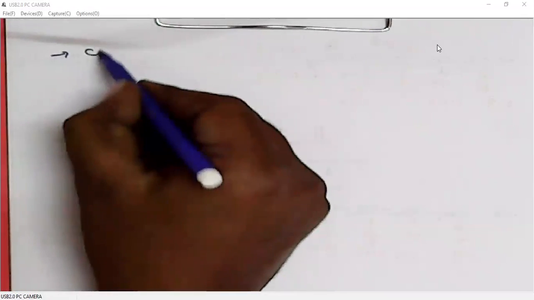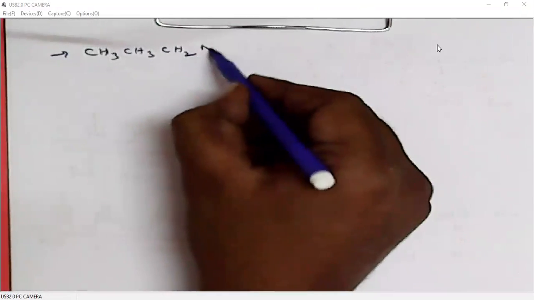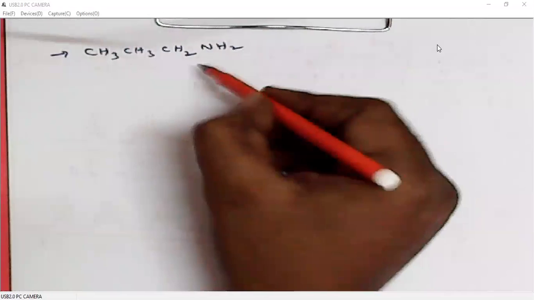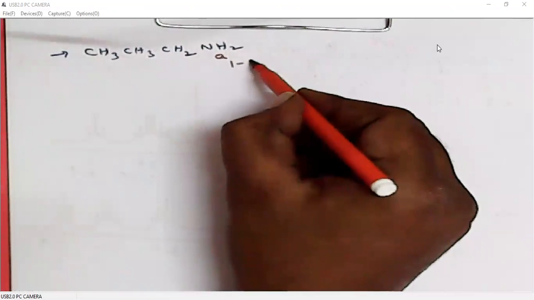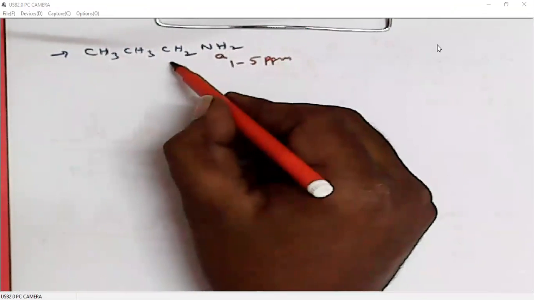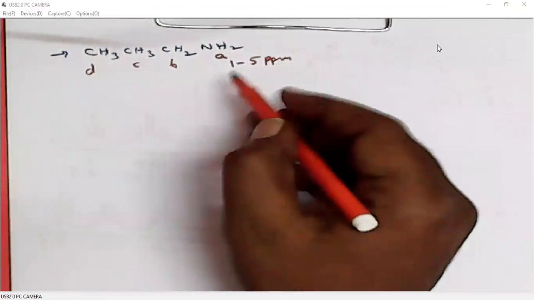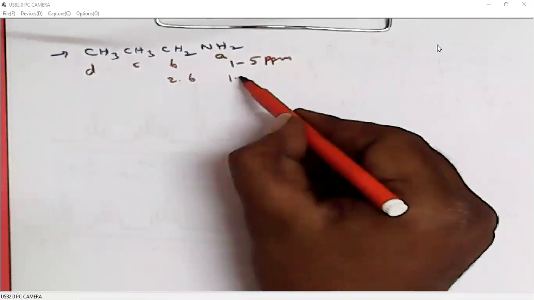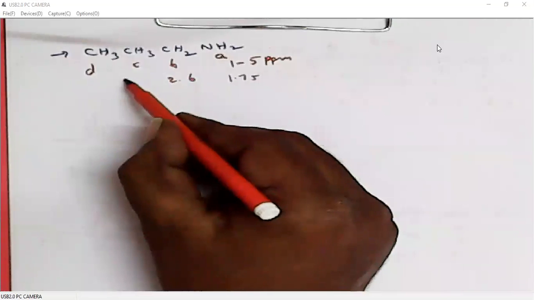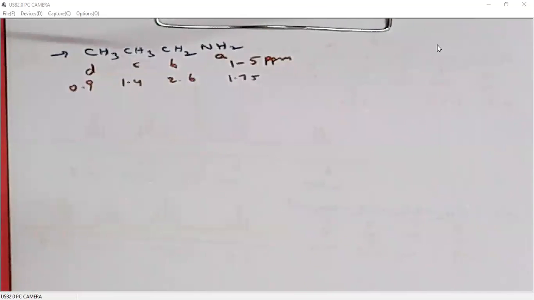In this example, we do expect a similar spectra where the highest delta protons are on nitrogen. Generally, they will appear between 1 to 5 ppm. Next highest will be this C, D. And I will also give the values. It appears at 2.6, this at 1.75, this fellow at 1.4, this fellow at 0.9. You write the multiplicities, they are predictable.